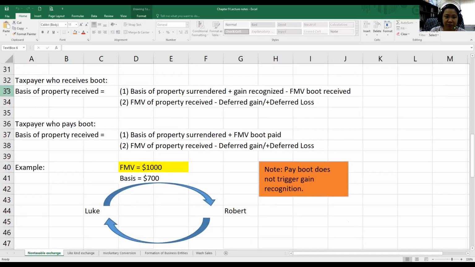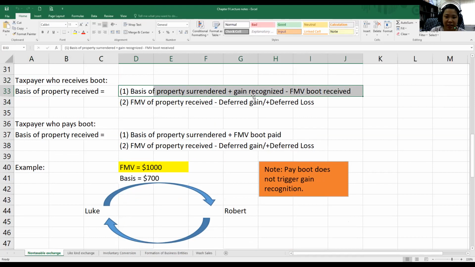So the formula for the taxpayer who received the boot: basis of property received will be equal to basis of property surrendered plus any gain recognized minus fair market value of boot received. Okay, minus fair market value of boot received. Or the second formula is fair market value of property received minus deferred gain or plus any deferred loss.